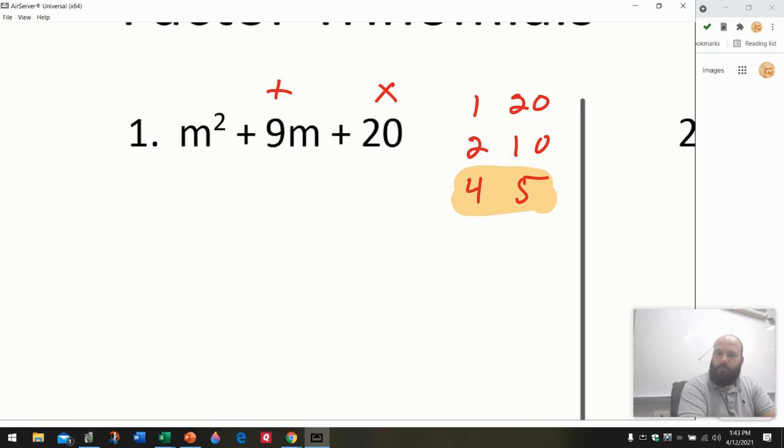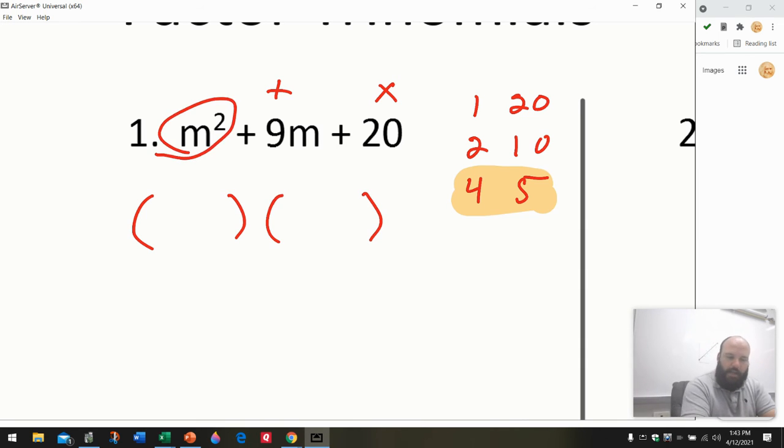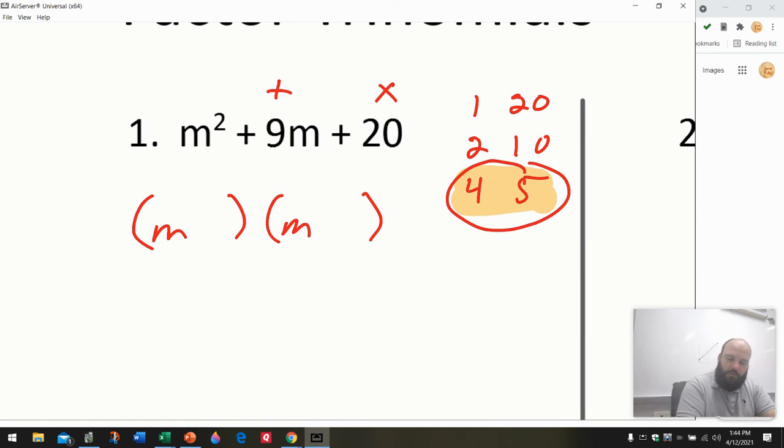Now, to write the factored form, the first thing that you want to do is to write 2 sets of parentheses. And then we'll look at this variable right here, m squared. We would get that by doing m times m. So we put 1m at the beginning of each set of parentheses. And then we use the two numbers that we have right here, and we fill those in, plus 4, plus 5. And there you have it. It's factored. That's how it's done. It's not too terribly difficult.